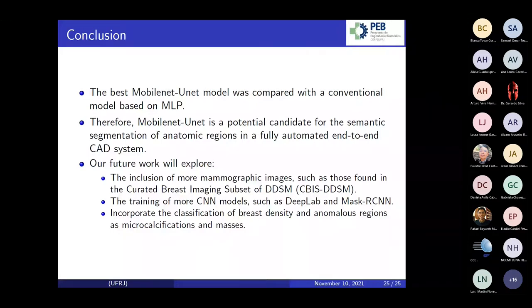And for future work, we plan to include more images, such as those found in the DDSM dataset. We can train more models, and we want to incorporate the classification of breast density and anomalous region classification, such as microcalcifications or masses. And that's it for me. Thank you, everyone.